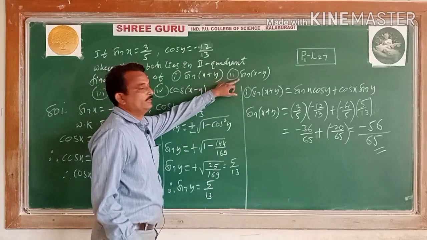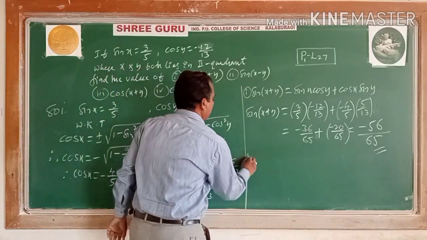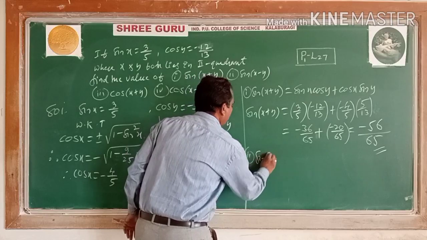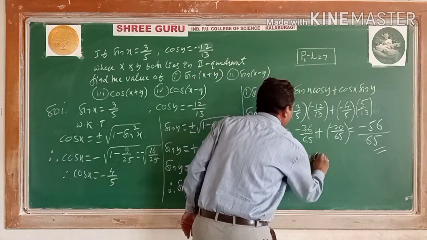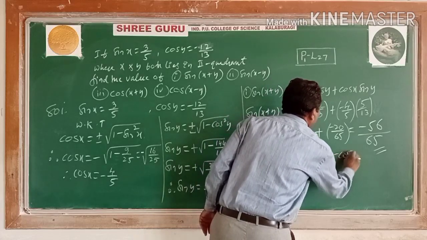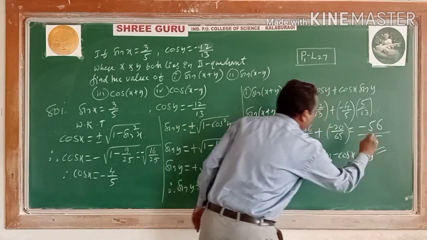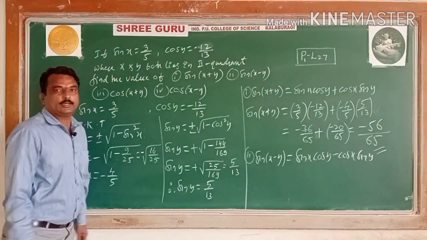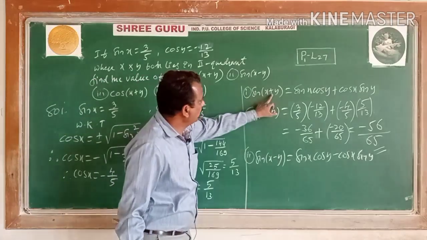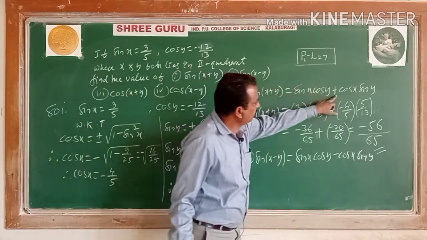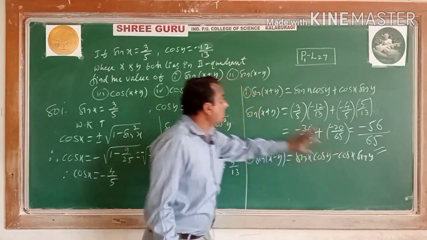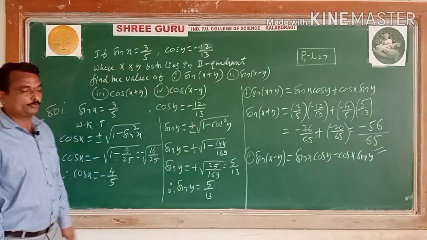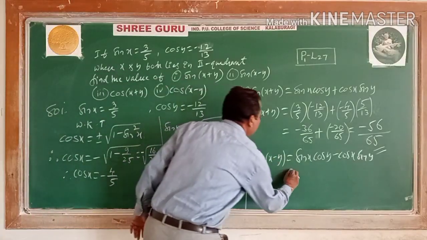Let us go for the second one, sin of x minus y. Sin x cos y minus cos x sin y. So you know, for sin, when it is a sum it is plus, when it is a difference it is minus, while for cos it takes the opposite sign. Substitute the values here also.